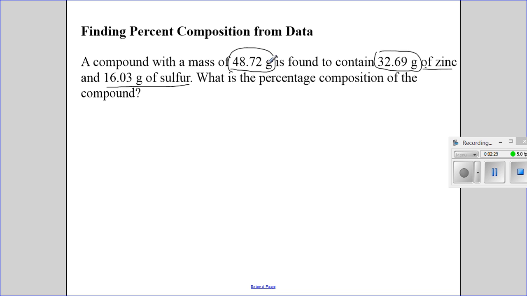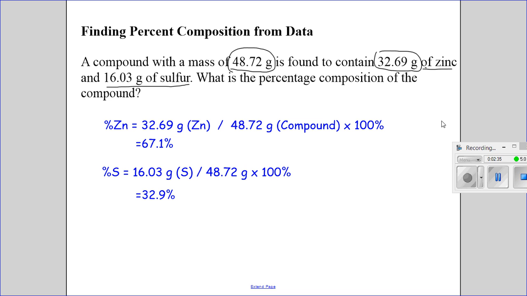This should be pretty easy for you, because if we know the total mass and we know our individual masses, we can do some simple mathematics. To find a percentage, we take the mass of our element, which in this case is zinc, divide it by the total mass of our compound, and multiply by 100%. We find out we get 67% zinc. We do the same thing for sulfur: divided by the total mass of the compound, multiplied by 100, we get another percentage. When we add these together, we should get 100%.